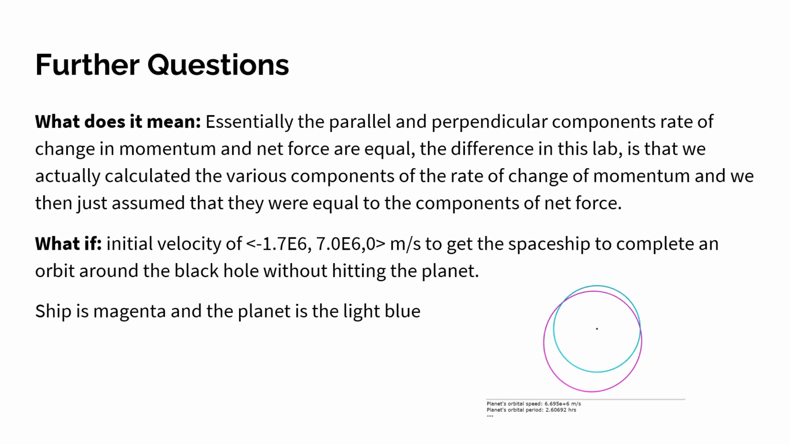What does it mean? Essentially, the parallel and perpendicular components of the rate of change of momentum and net force are equal. The difference is that in this lab we are calculating the various components of the rate of change of momentum, and we then just assume that they're equal to the components of net force. What if an initial velocity of negative 1.7 times 10 to the 6th meters per second in the x direction and 7.0 times 10 to the 6th meters per second in the y direction got the spaceship to complete an orbit around the black hole without hitting the planet?